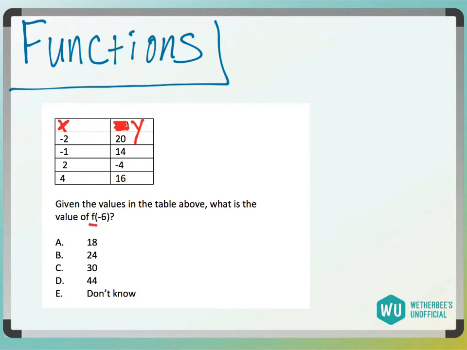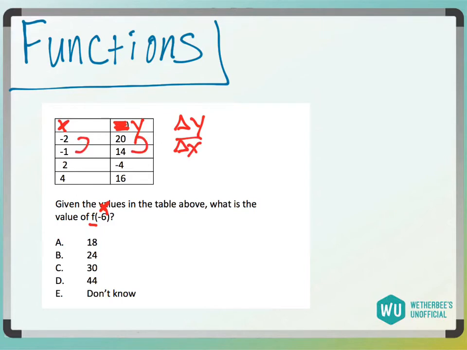If I want to know what f of negative 6 is, negative 6 would be my x. Because I have x, y values, I can find an equation of this line. I'm going to find the slope first, which is change in y over change in x. So let's just do that with these points.